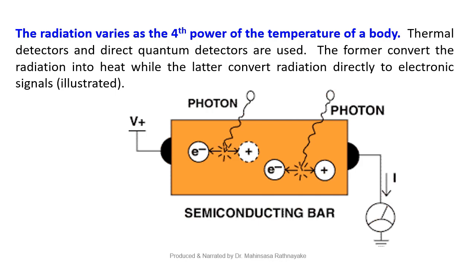When detecting the emitted radiation from a body, thermal detectors and direct quantum detectors are used. In thermal detectors, the radiation signals received are converted to heat, and accordingly the temperature can be measured. In direct quantum detectors, the photons in the radiation convert directly into electronic signals in a semiconducting bar. Then based on the electronic signal, the temperature can be measured.